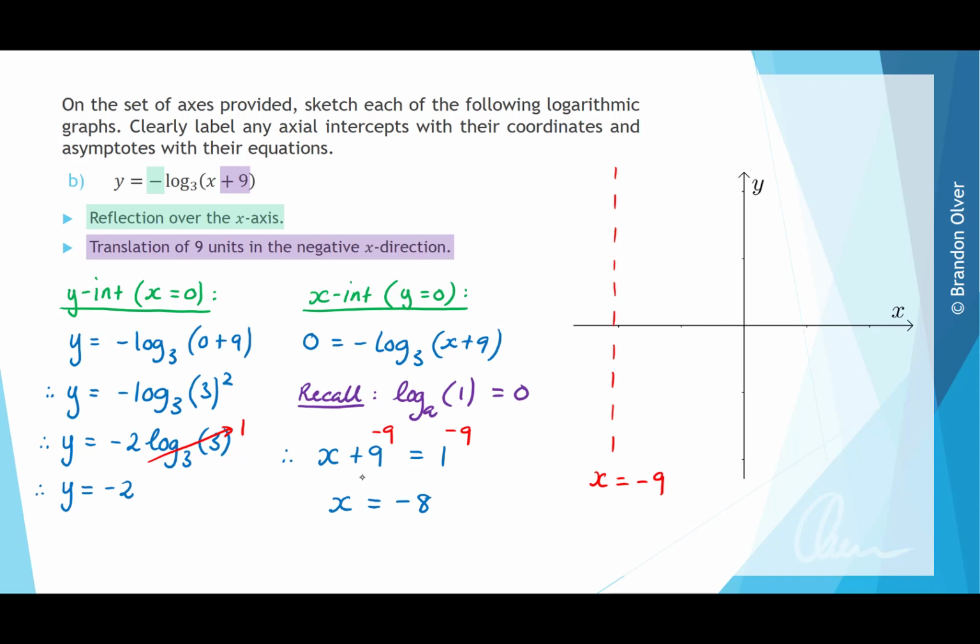So taking into account that we also have a reflection over the x-axis, which we discussed before, our log graph is going to look something like this. So this x-intercept occurred at negative 8, 0, and the y-intercept occurred at 0, negative 2. So that's the log graph for this question.